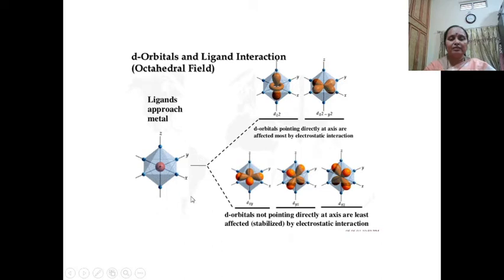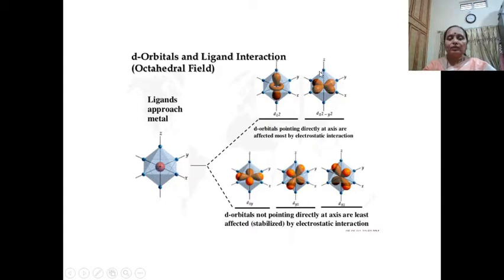So if we see, this is a regular octahedron, and when the ligands approach, the orbitals split into dxy, dyz, dxz with a lower energy and dz square and dx square minus y square with a higher energy.